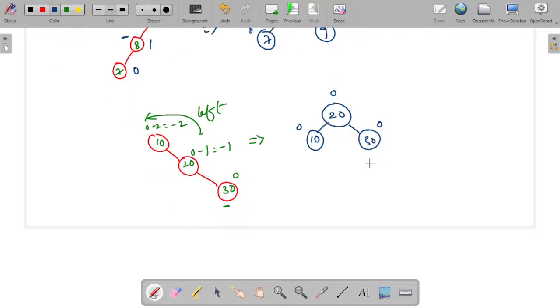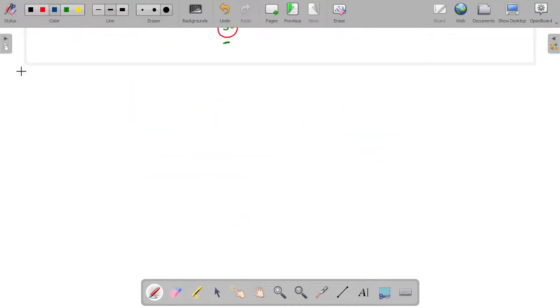Now we will see how we can perform combination rotations. All right, so there are two combination rotations in AVL trees. One is RL rotation. In RL rotation, first we are going to perform a right rotation, and then we are going to perform a left rotation, right? So for example, let me take an example tree like this.